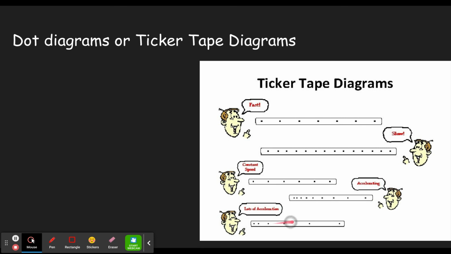Okay, or 1, 2, 3, 4. I counted a little bit fast there, but you get the idea. Okay, and if these were going the other direction, it'd be slowing down. 1, 2, 3, 4, 5, 6, 7, 8. Okay, slowing down. So that's the idea of a ticker tape. That's what we're seeing here.